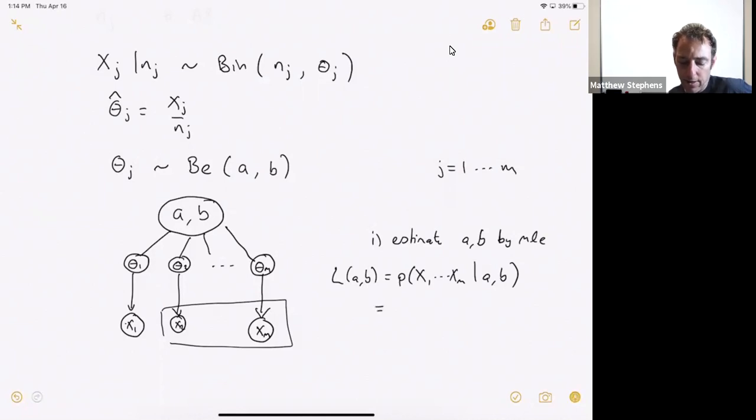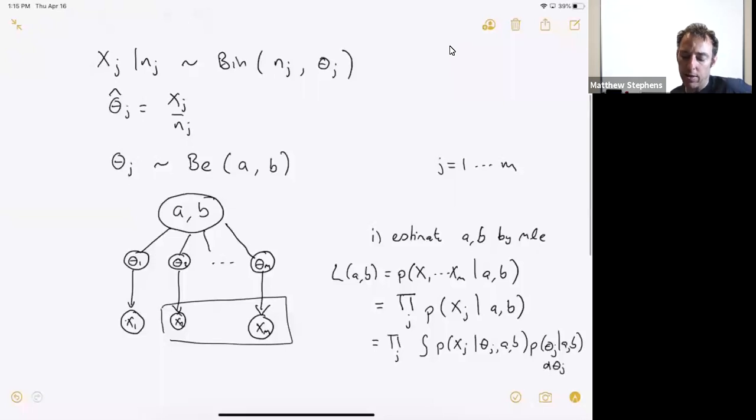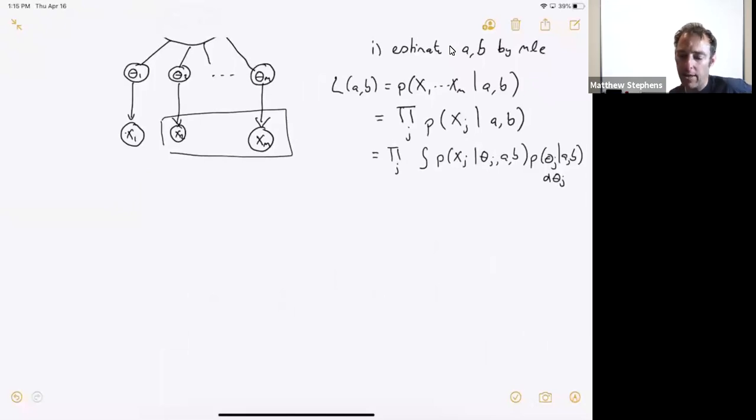So this is equal to the product over j of p of xj given a and b. That's because the data on different players are assumed to be independent here. So that's equal to the product over j of the integral of p of xj given theta j, a and b, times p of theta j given a and b, d theta j. Okay, so that's the likelihood.